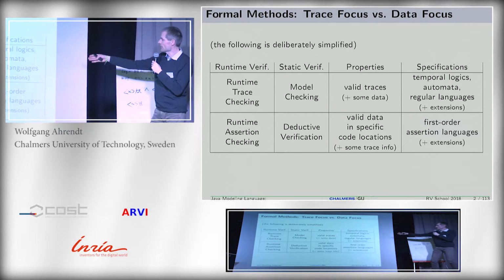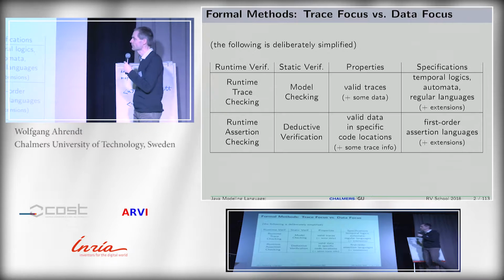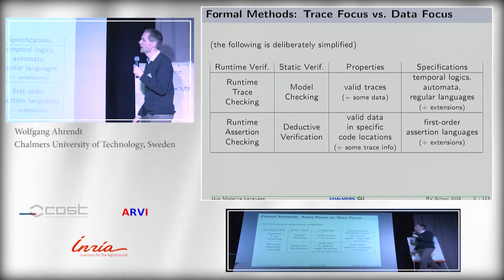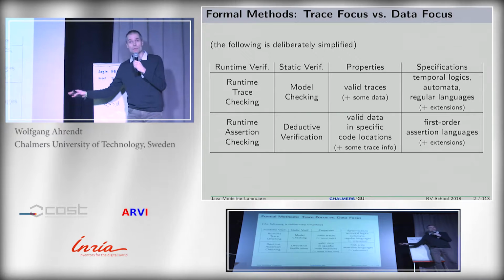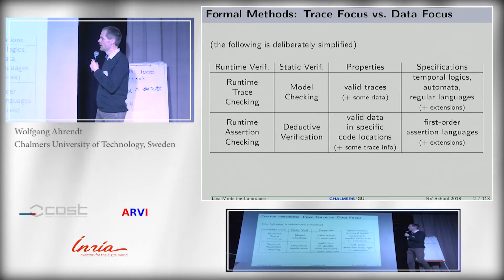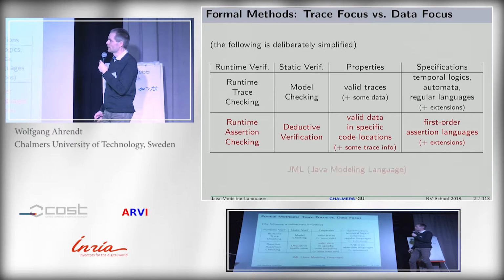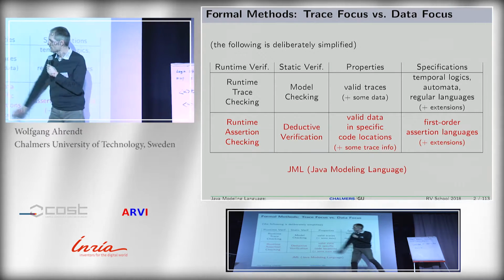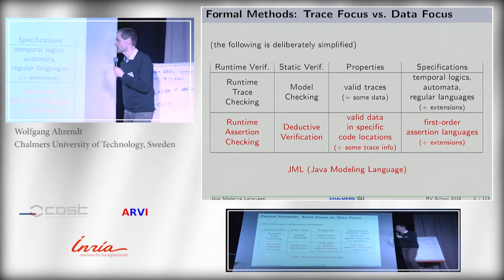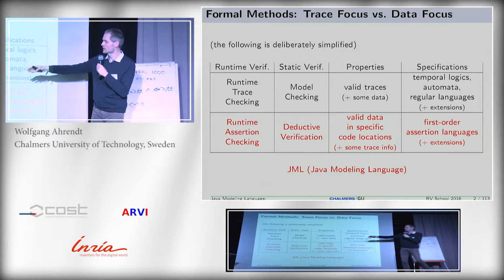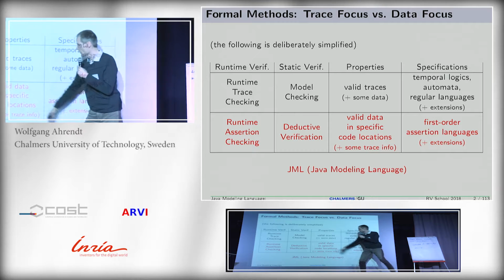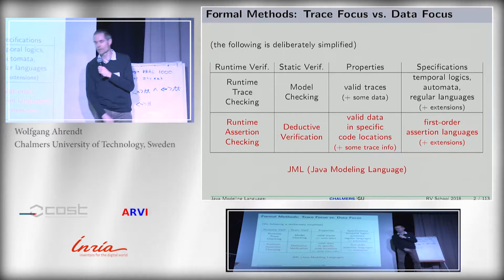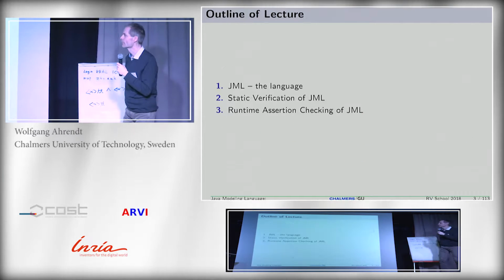And also here you have all kinds of extensions on both sides. But this is a rough mental model, which I use as a starting point, which I'm also happy to discuss with you and with colleagues and so on. Okay. The talk of today is all about this row here, the Java modeling language. It's used for runtime assertion checking. It's used for deductive verification. We talk about valid data in specific code locations based on first order and extensions of that.